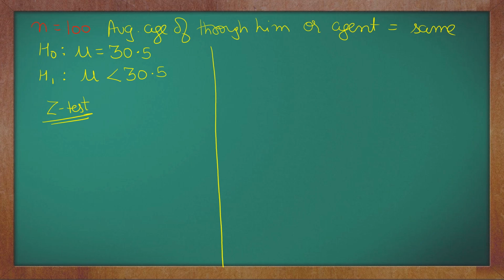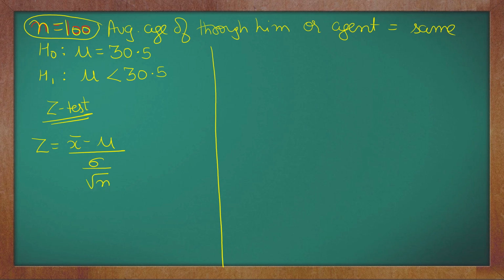So apply the Z test because the sample size is greater than or equal to 100. I think this is clear to all of my students: if the sample size is greater than or equal to 30, go for the Z test. Now, the Z test formula is x bar minus mu upon sigma by root n.